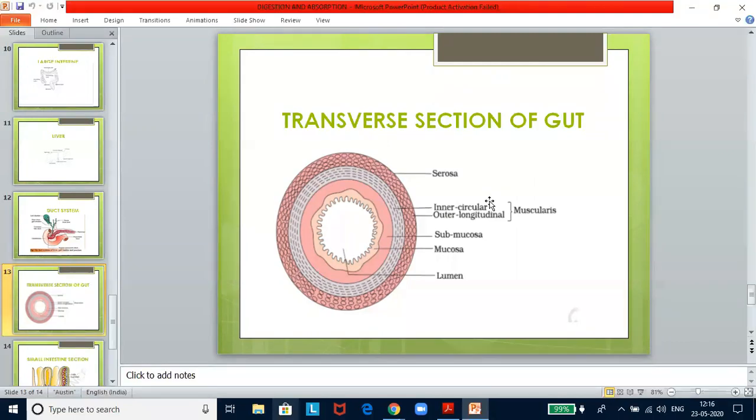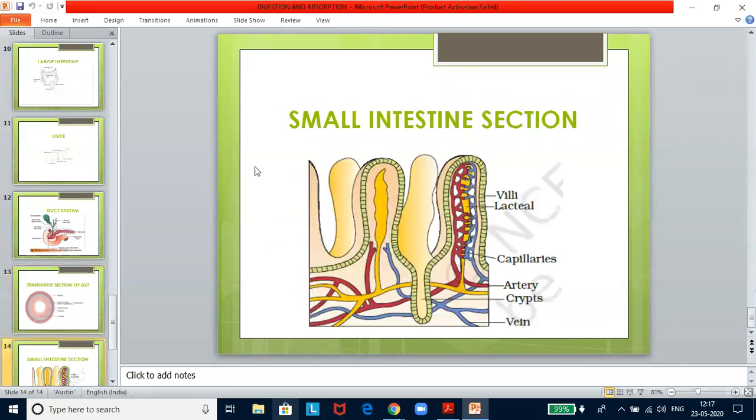Many surface areas of the gastrointestinal tract are lined by invaginations of the epithelium into the submucosa. These pits of the intestine are called crypts of Lieberkühn. These crypts contain specialized secretory cells. Besides, the stomach and upper duodenum contain many deep tubular glands. Now, this is how a small intestine section looks like.